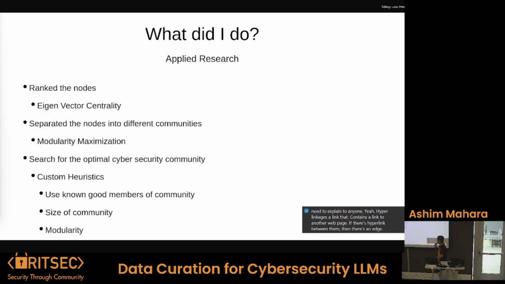So what do I do for my applied research? I rank the nodes using eigenvector centrality. I separated nodes into different communities using a modularity maximization algorithm and searched for the optimal cybersecurity community. I used some custom heuristics using known good members of the community, the size of the community, and modularity. We'll look at what those words mean in a bit.